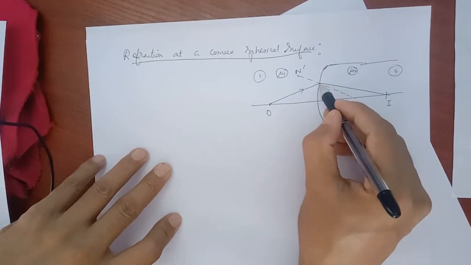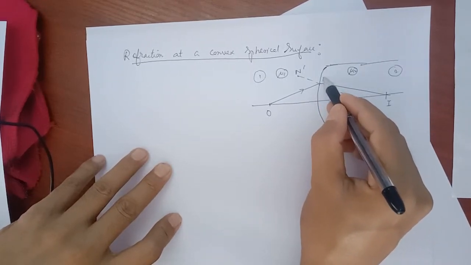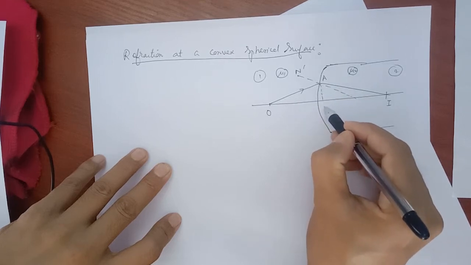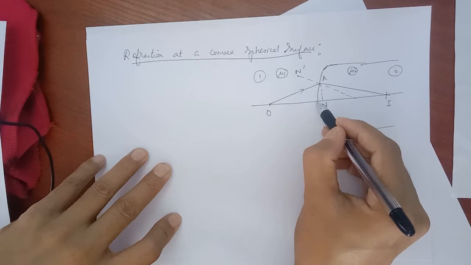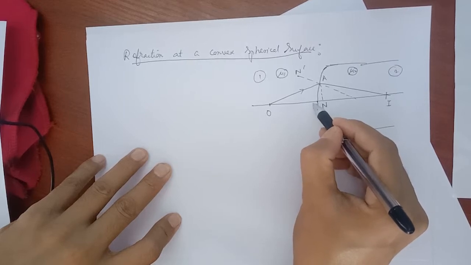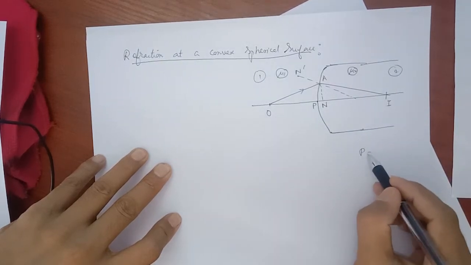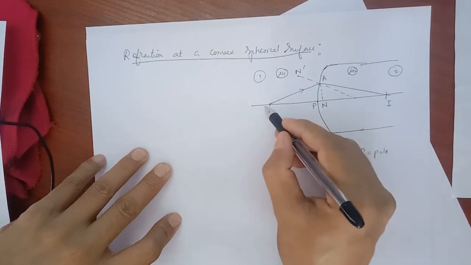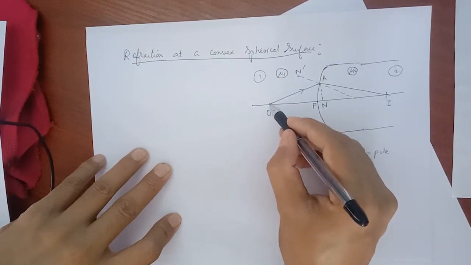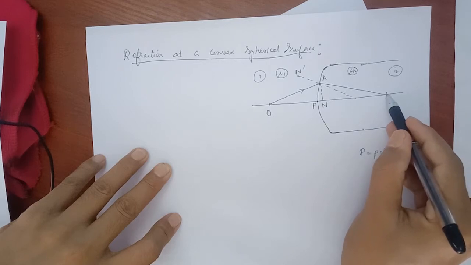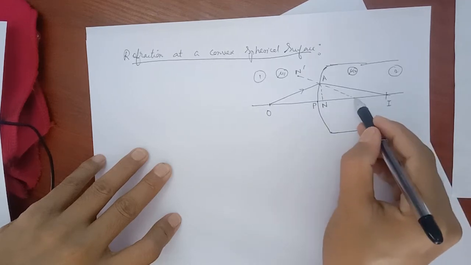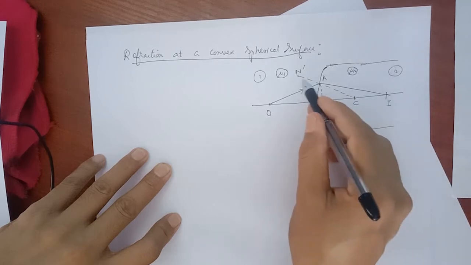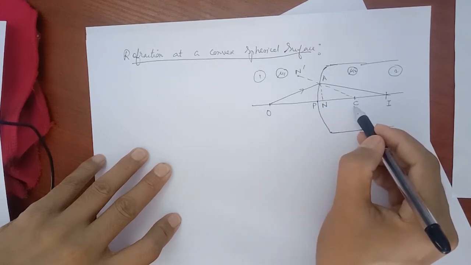From this point, let us say this point be A, I draw another perpendicular line, let me call it N here, and this point is called the pole. P is the pole of the surface. So O is the object and I is the image. This point through which the normal passes will be called the center of curvature, C.